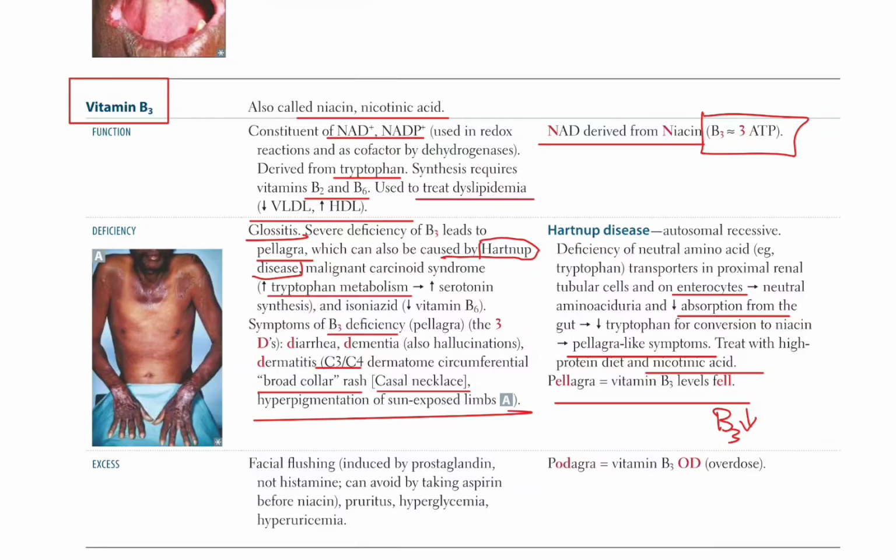Excess vitamin B3 or niacin leads to facial flushing induced by prostaglandin, not histamine. It can be avoided by taking aspirin before niacin. It can also cause pruritus, rash, hyperglycemia, and hyperuricemia. Podagra, or gout, is associated with vitamin B3 overdose.